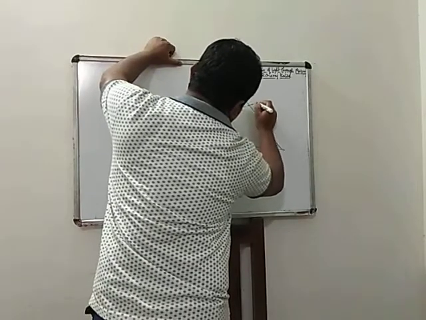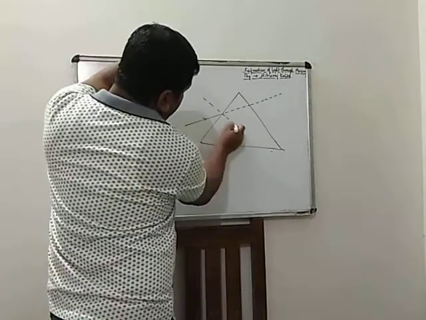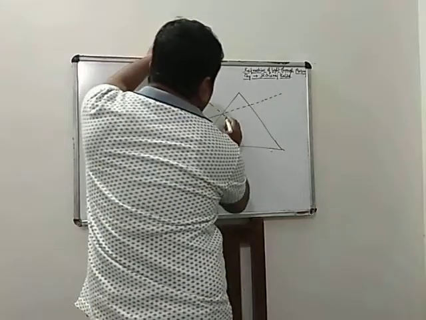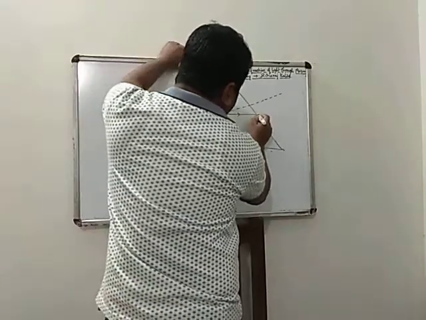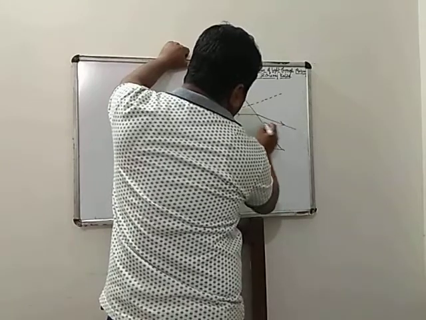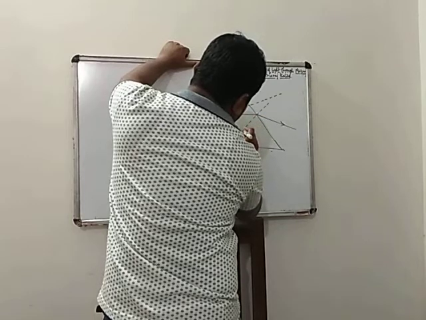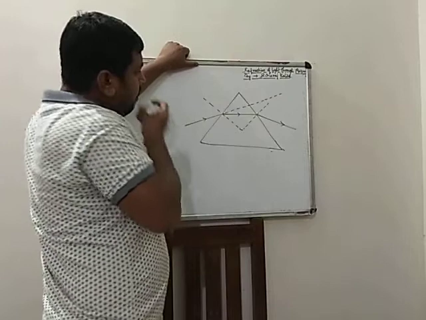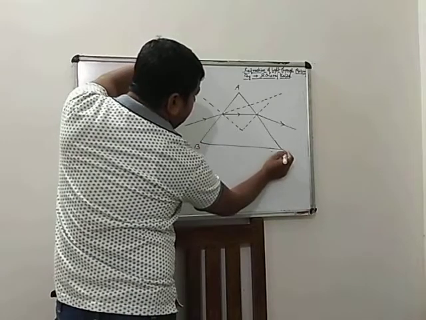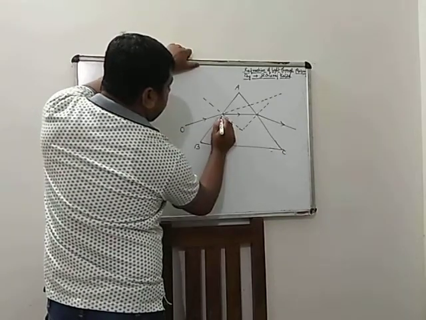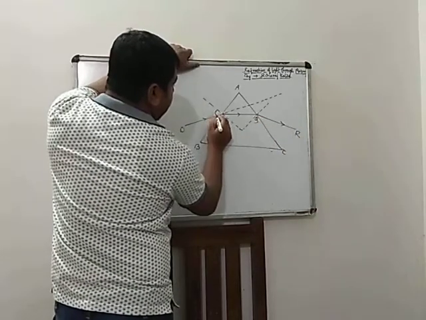The original direction of incident ray. This is the normal, and this is the refracted ray, and again it emerges in this direction like this. Again this normal. So this is A, B, C, O, P, Q, R. So this is the angle of incidence.